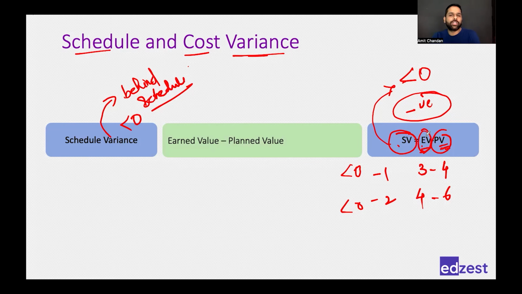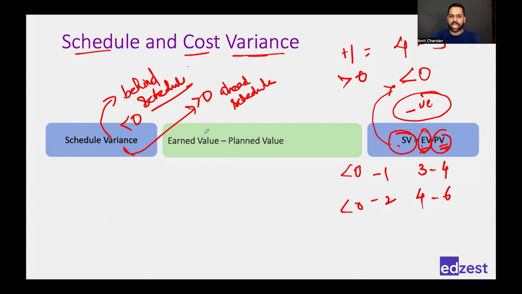What if my earned value is more than planned value? What if my earned value is 4 while my planned value is 3? 4 minus 3 is equal to plus 1, right? Positive 1, which means it is greater than 0. So if my schedule variance is greater than 0, it means that my earned value is more than planned value, which means I'm earning more than what I had planned, which means I am ahead of schedule. I'm doing more work than what I had planned for.